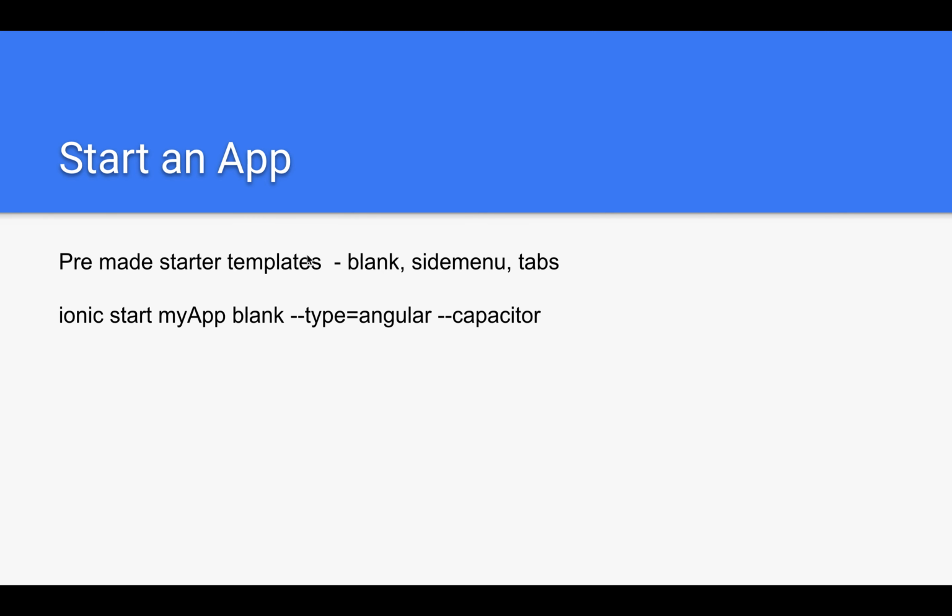As we are going to use Angular, you have to mention the type as Angular here, and then you have to use Capacitor. So when you do like this, it will be creating your project with the help of Capacitor. If you don't want to create the project with Capacitor, and if you want to use Cordova, in that case, you can use the same command, but without the Capacitor option. Okay, so in this way, you can create some Ionic project.